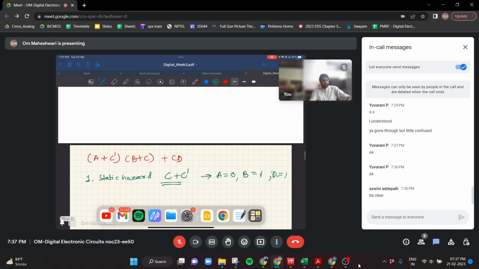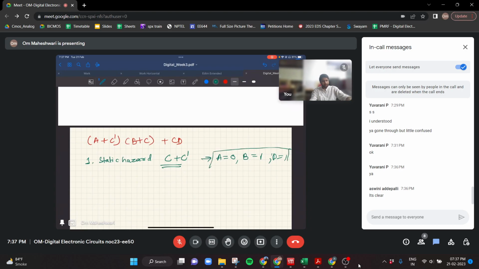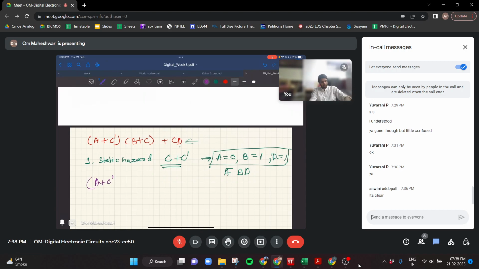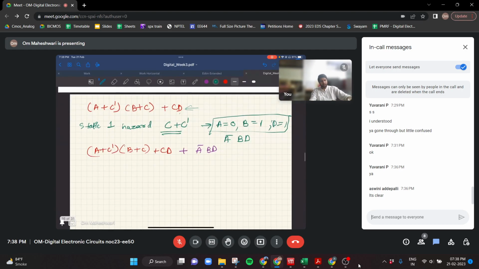So to remove that, what we would do is just add this case, that is A bar BD, to this term. So here this would give me, let me write in a different color, (A plus C bar)(B plus C plus CD) plus A bar BD. This term will remove the static 1 hazard.